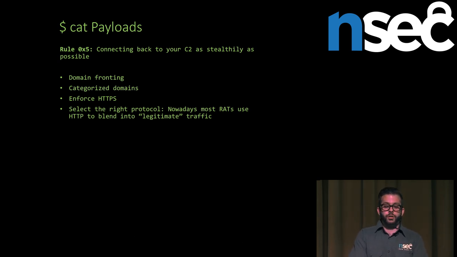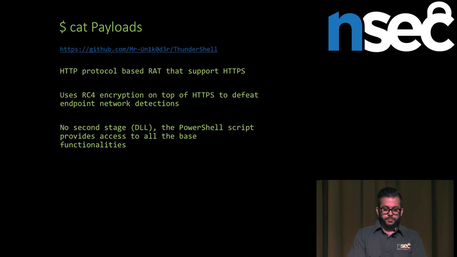Categorize domain: again, I think we covered this one pretty well. Enforce HTTPS: again, there's no reason for you to not use HTTPS. You're going to blend into the rest of the HTTPS traffic, and most companies don't perform SSL interception, so they're going to have zero visibility on what's going on. Also, select a legitimate protocol. In the past, Metasploit, for example, used to do all the traffic over raw TCP that was encrypted. But most RATs now move to HTTP because they want to blend into legitimate traffic. So using HTTP for your own RAT is probably a good idea if you want to write your own.